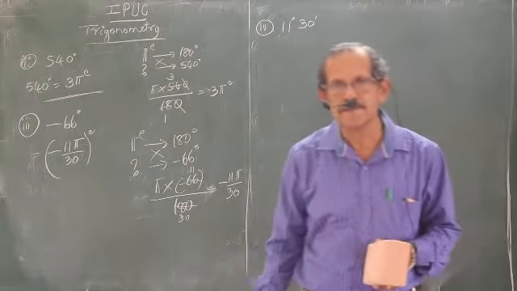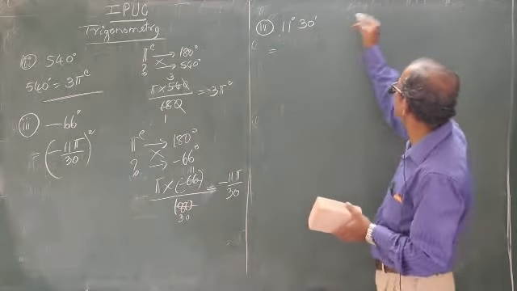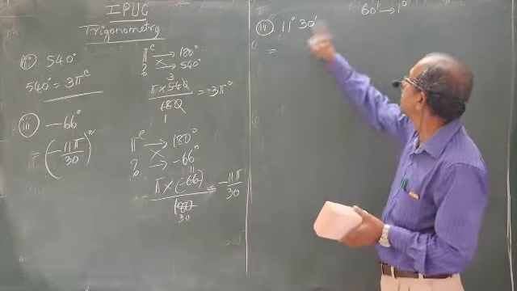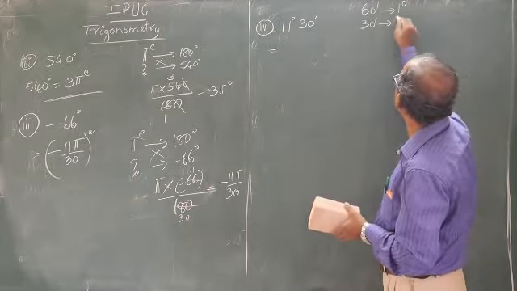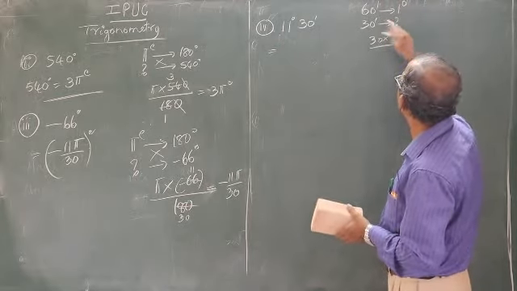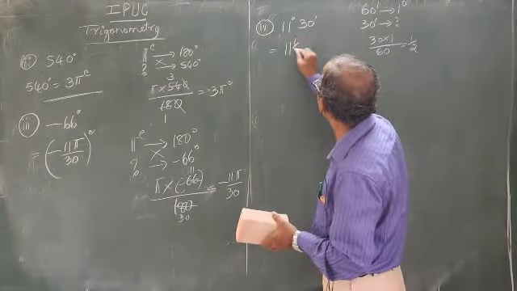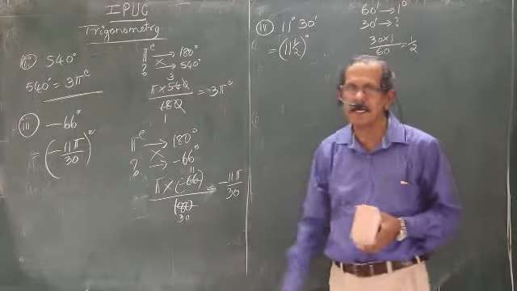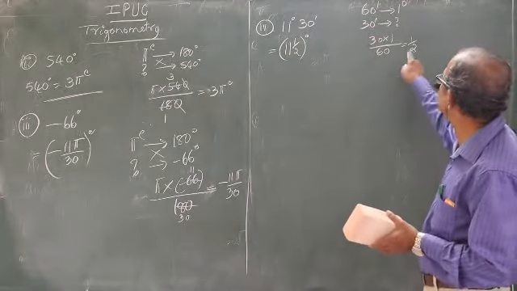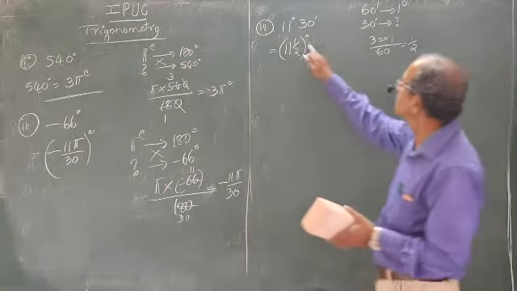How to convert it? Actually 60 minutes is 1 degree, that we know. For 60 minutes 1 degree, 30 minutes is 30 into 1 divided by 60, or it is 1 by 2. So I can write this one as 11.5 degree. No more minute at all. 30 minutes means half degree. So why can't I write 11.5? Convert this one into radian now.